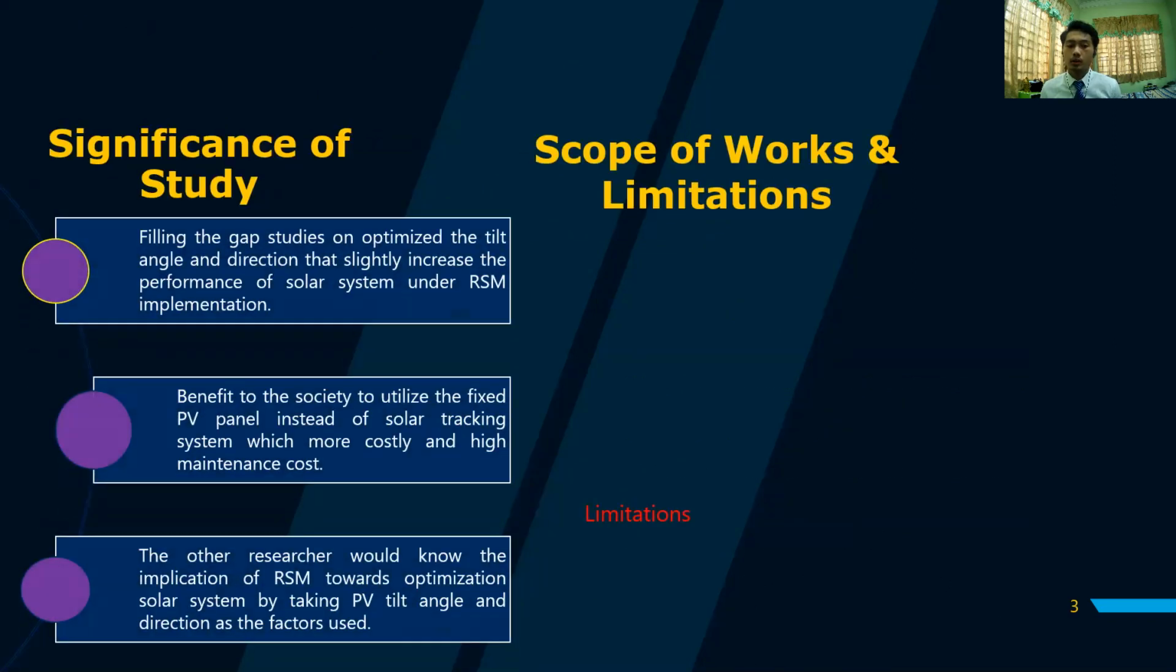Next, I move to the significance of the study. So the most significant part of the study is to fill in the gap on optimizing the tilt angle and direction. That study increases the performance of solar system under RSM implementation. Also, this study will benefit society to utilize the fixed PV panel instead of solar tracking system, which is more costly and has high maintenance cost. Last but not least, other researchers would know the implication of RSM towards optimization of solar system by taking PV tilt angle and direction as the factors used.